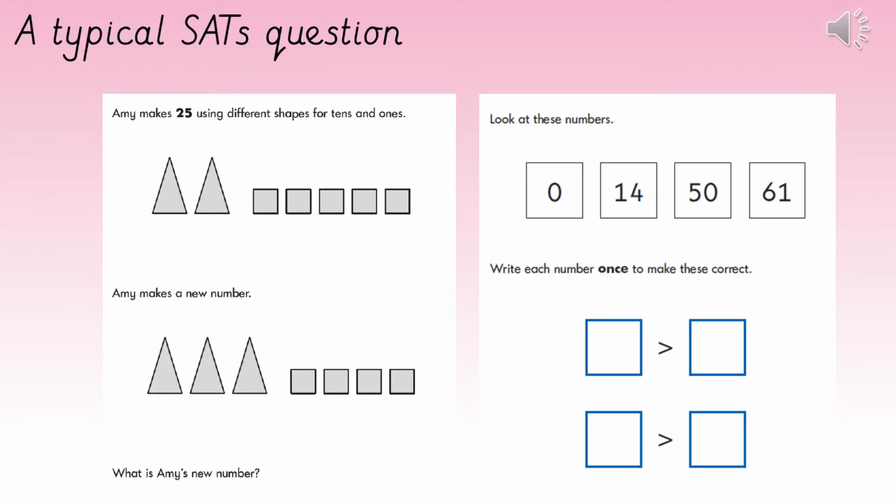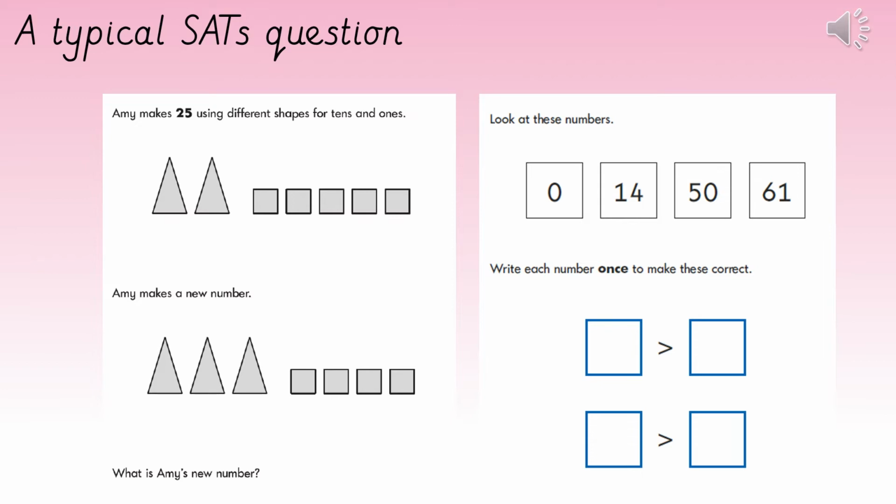Okay, so this is an example of a worded problem that we would move on to with regards to place value. You can see that we're hoping that the children would make the link between the shapes and their place value digits. So the 2 triangles are representing 20, and then the 5 squares are representing 5 1s.